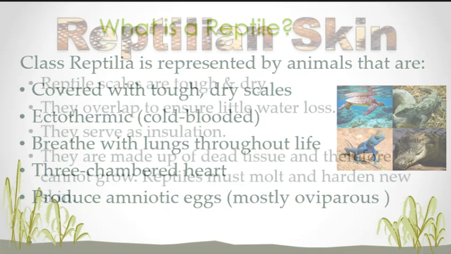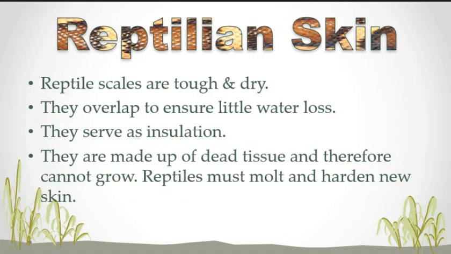Are we good? All right, here we go. Let's talk about their skin a little bit. Reptile skin: tough, dry scales that overlap for preservation of water, sort of like on a roof, right? They overlap that way so the water rolls off of it. Made up of something dead like that, tissue. The scales do not grow. Therefore, these creatures, just like exoskeleton creatures, must molt to get into a bigger skin. All right, so you know that snakes shed their skin, right?